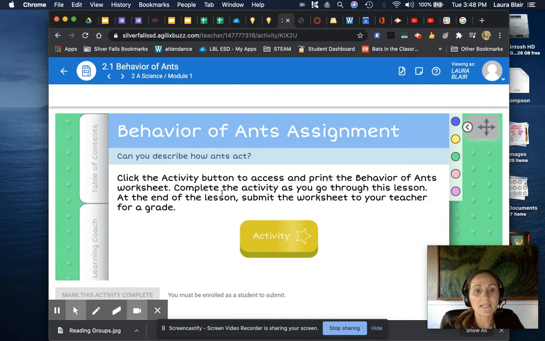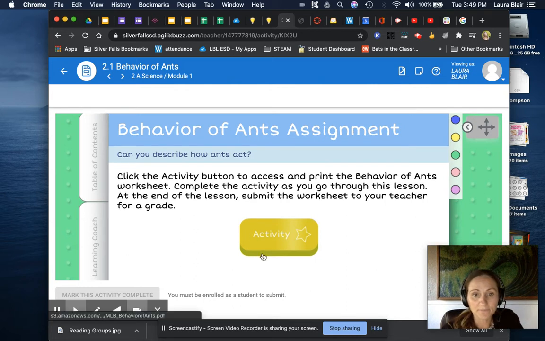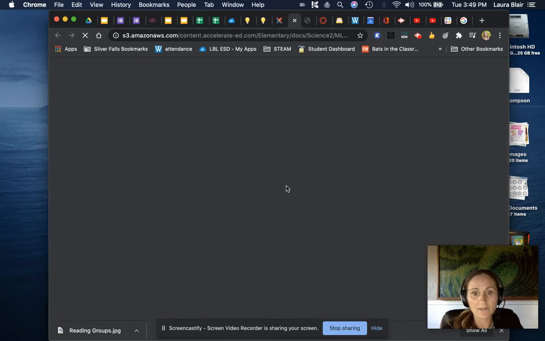I'm going to put this in Shobi, but it should also be in your workbook. Complete the activity as you go through this lesson. At the end of the lesson, you can take a picture in Shobi and submit it to me. So let's see what this looks like.